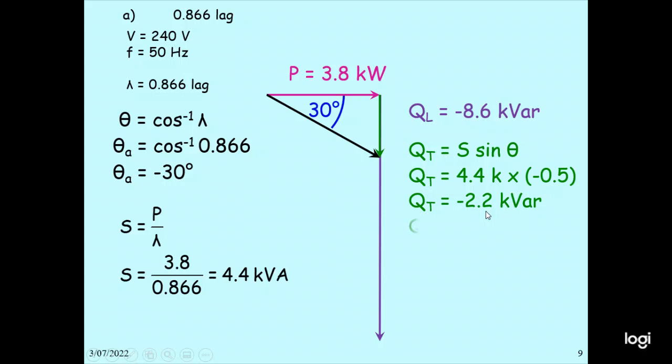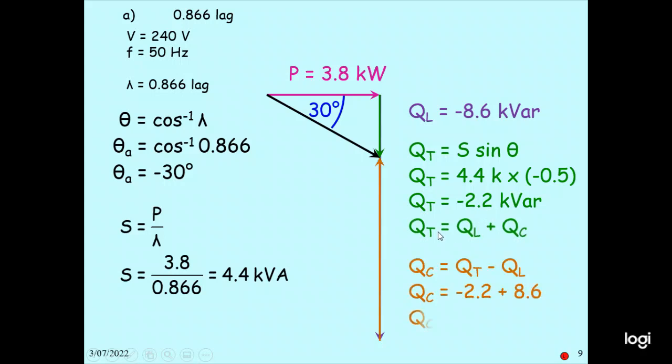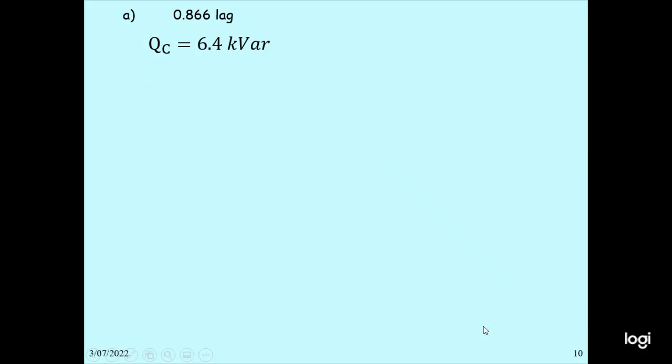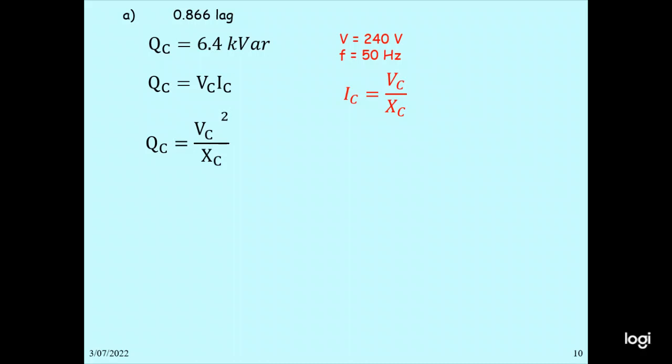So in this case, Q desired equals Q load plus QC, so QC equals Q desired minus Q load, which is minus 2.2 plus 8.8, giving 6.6 kVA. So QC is 6.6 kVA. Then QC equals VC times IC. The voltage is 240 volt, frequency 50 Hz, I equals VC by XC, so Q equals VC squared divided by XC.